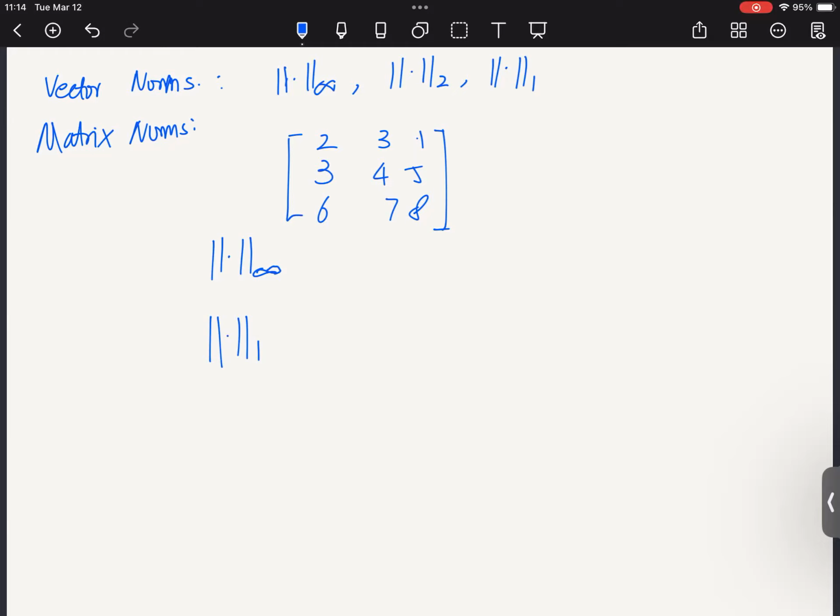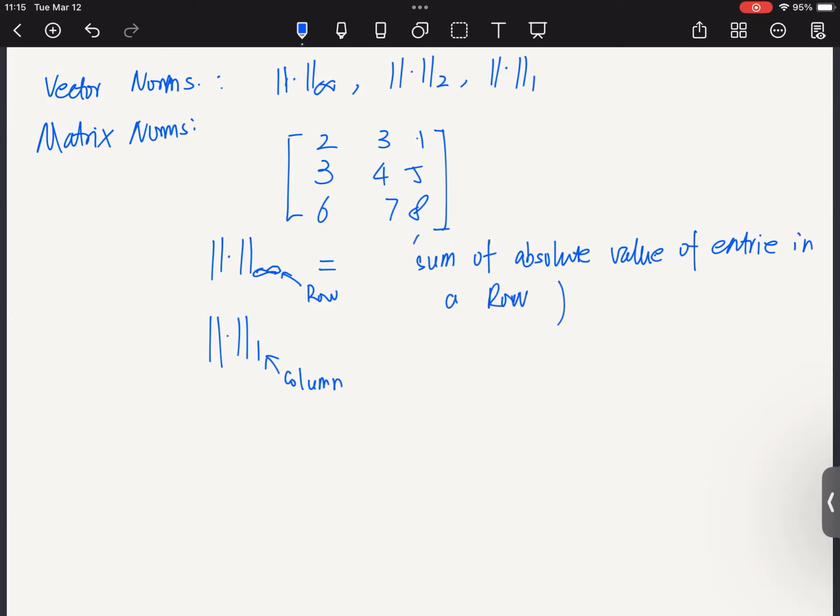Because the infinity sign is horizontal, it means row. So this is horizontal, and it means row. We need to compare row by row. And for the one norm, we compare column by column, because this is vertical. This means that we get the sum of the absolute values of the entries in a row, and then take the maximum among the rows.